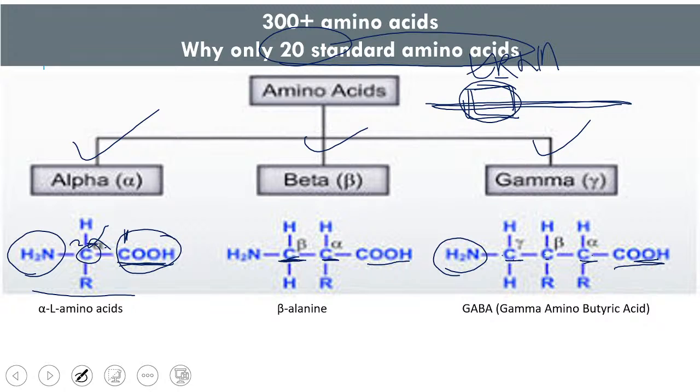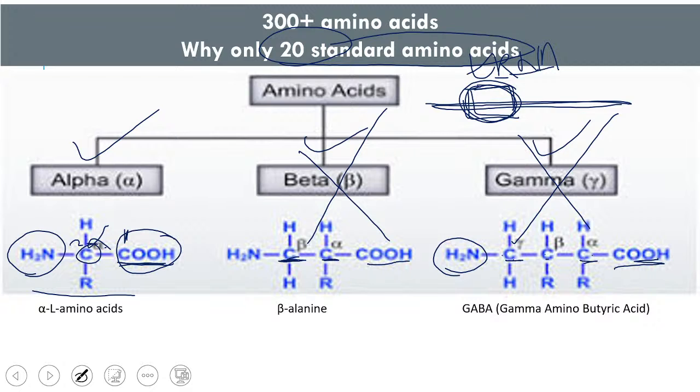So we are having only 20 different types of tRNA which can recognize those genetic codes. We can use n number of amino acids, but we don't have sufficient tRNA which can recognize more than 20 different types of amino acids. So tRNA is available for only 20 amino acids, and all those 20 amino acids are alpha amino acids. For our protein synthesis, we are not going to use beta or gamma amino acids, only alpha amino acids.